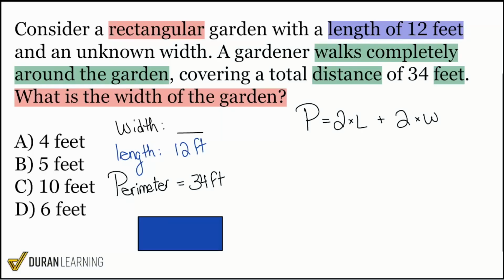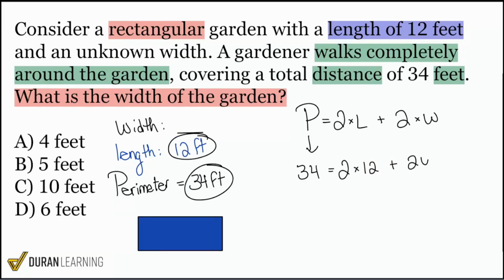And so with that, sounds good. Let's go ahead and plug everything in, and then we'll solve. The perimeter right here, we're going to replace that with 34. That is the perimeter given to us. Then the length that we're given is 12, so I'll do 2 times 12. And then we'll write everything else in place. Now remember, we're trying to get that W by itself. We're trying to get this width all by itself.